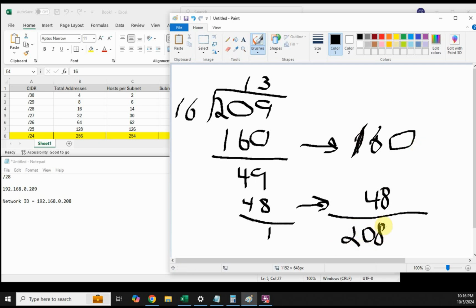With 209 being the first IP on the 208 network. 13 times 16 gives us 208. 160 and 48 gives us 208. This remainder is where your IP is on that network. Did I lose you? Let's try another one.